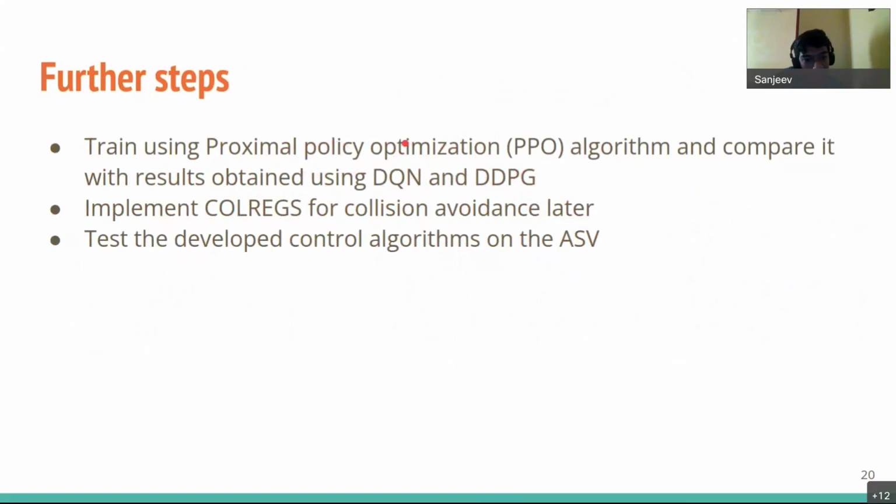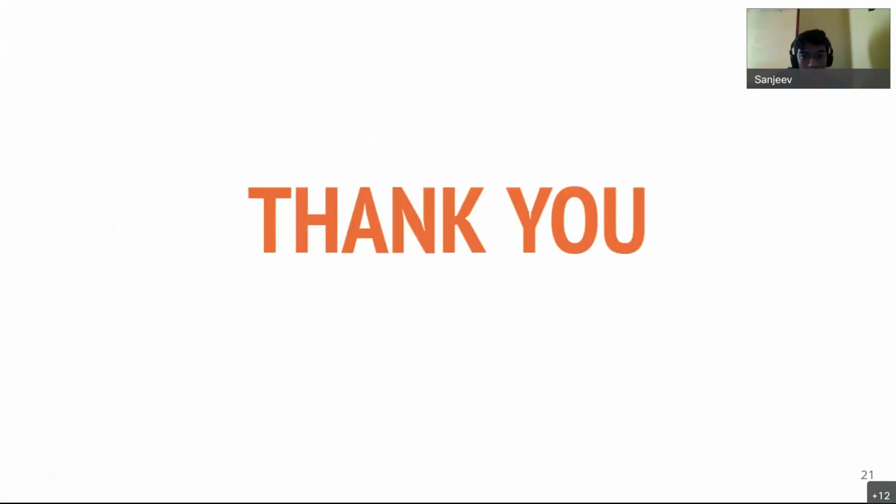So this will also give continuous actions. And we can also implement collision avoidance in the RL agent itself. And we want to test these algorithms on the ASV at a later stage as well. So that's it, thanks. Any more questions?